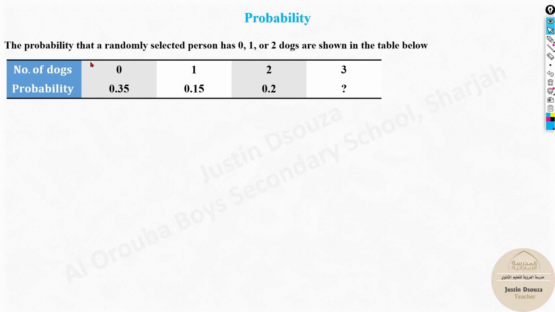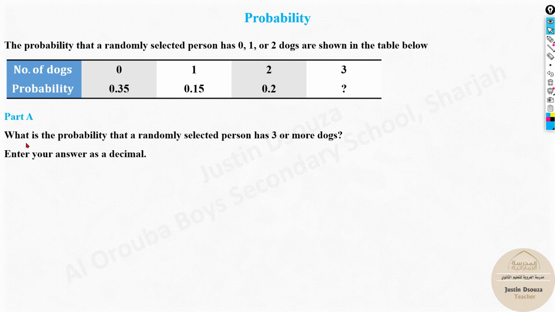Now over here, the probability that a randomly selected person has 0, 1 or 2 dogs is shown in the table below. You can see number of dogs, 0, 1 or 2. The probability that a person randomly selected has no dogs is 35% or 0.35, whereas that person has one dog is 0.15 and having two dogs will be 0.2. Now we need to find out for 3 or more. So now let's see what are the questions that have been asked.